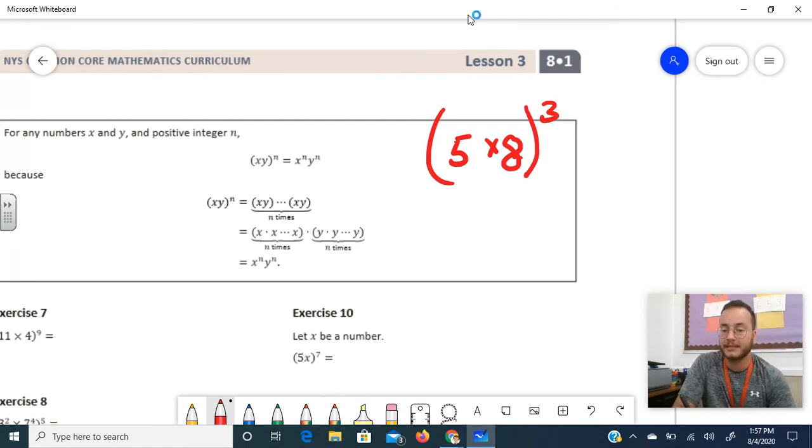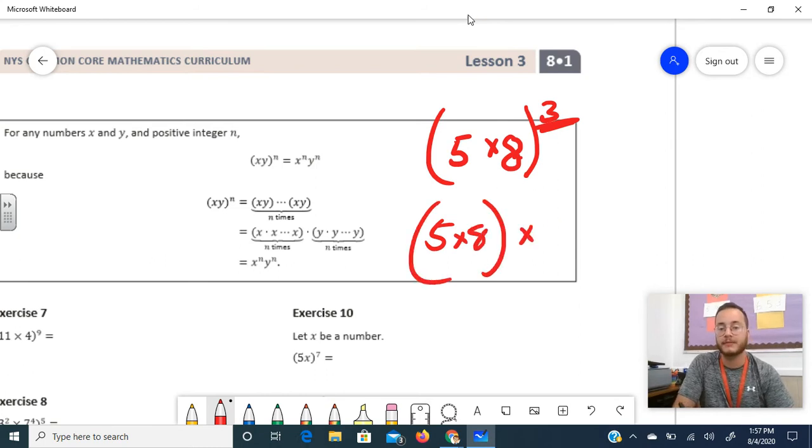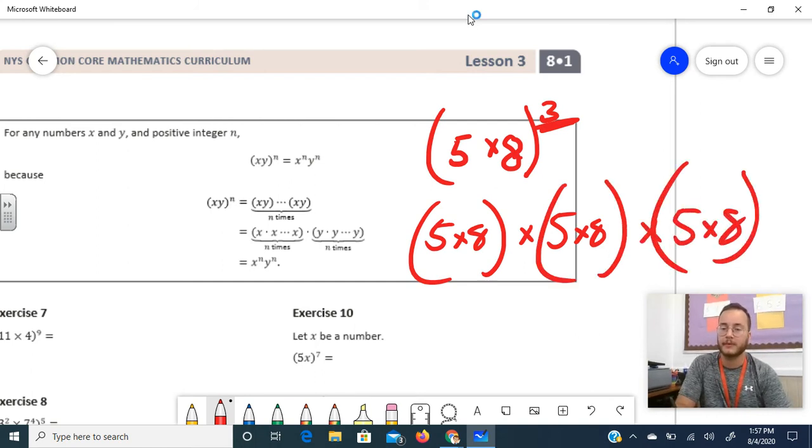How can I make this expanded form? Well, I know that this exponent means I repeat multiplication, so I have 5 times 8 times 5 times 8 times 5 times 8, right? Can I simplify this? Since it's commutative property, everything's being multiplied, I can take away those parentheses and just have 5 times 8 times 5 times 8 times 5 times 8. So let's do that.